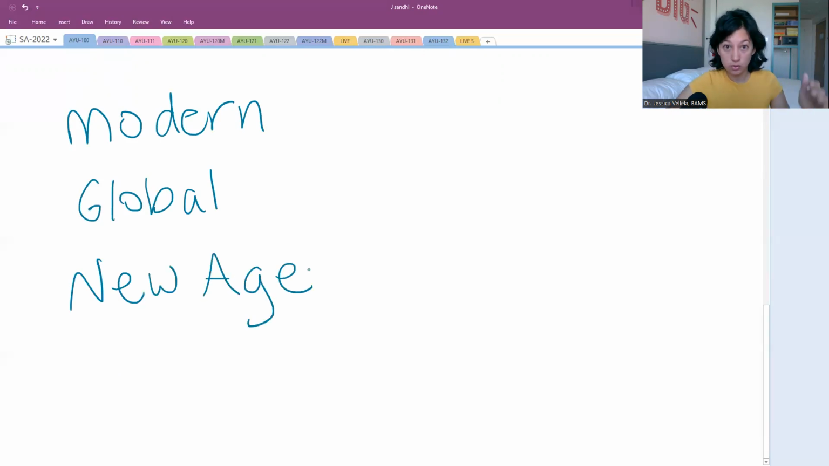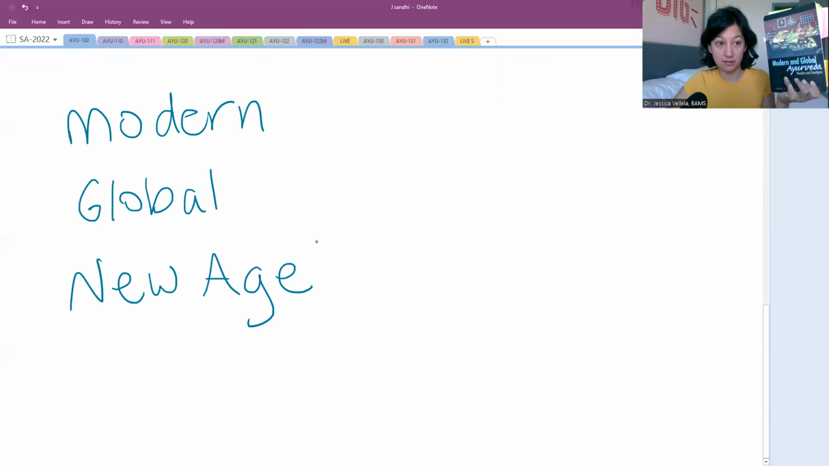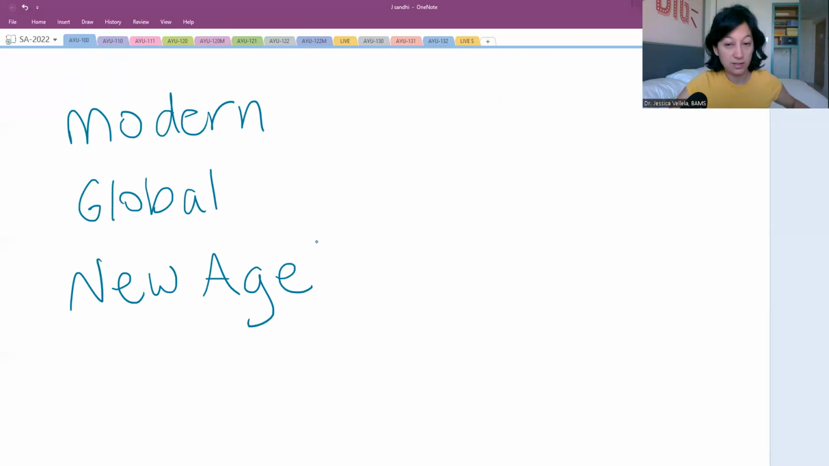And these three concepts, or these three types of practices, are discussed at length in this wonderful book, Modern and Global Ayurveda. So I strongly recommend that you give this a read, and there'll be a link in the description below where you can check it out on Amazon. It should be a must for really all Ayurvedic students outside of India today.